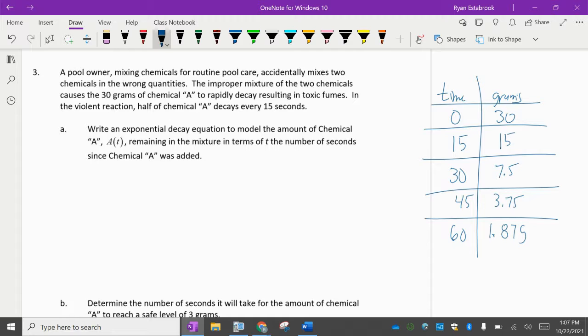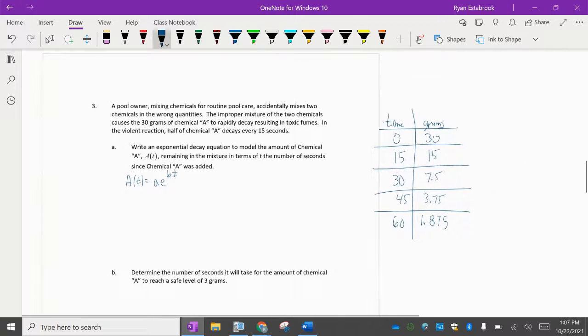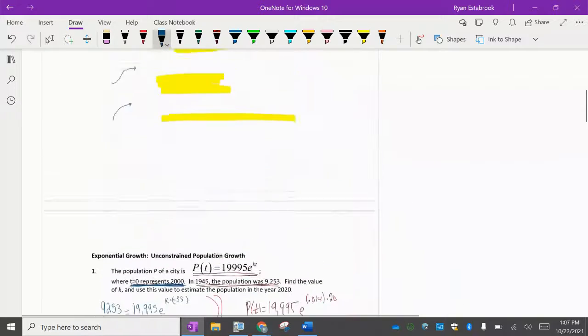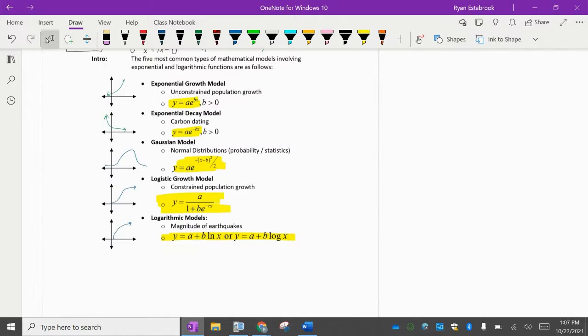And for that, we're going to write an equation. This is an exponential decay model. So we're going to say A of t is equal to a e to the b times t. If I scroll back, we had these general formulas yesterday for exponential growth and decay. It looks something like this, where we have e as the natural base.